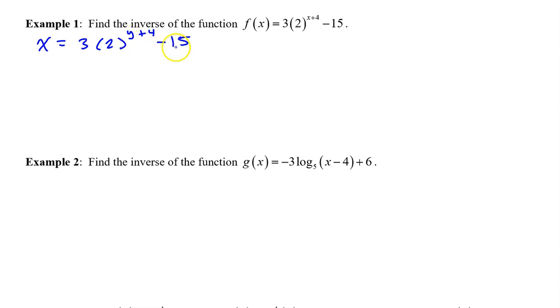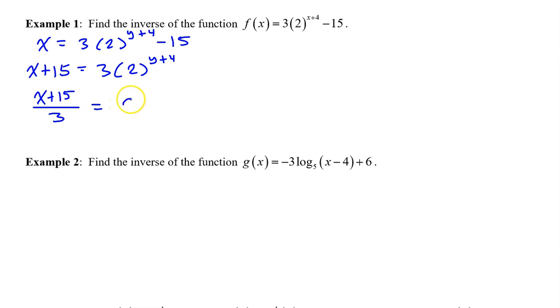Let's start by adding 15 to both sides. So we get x plus 15 is equal to 3 times 2 to the y plus 4 power. We need to isolate the exponential part of this equation. So let's divide both sides by 3. We get x plus 15 over 3 is equal to 2 to the y plus 4 power.